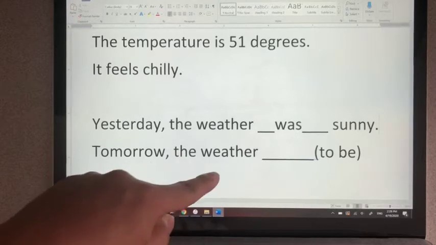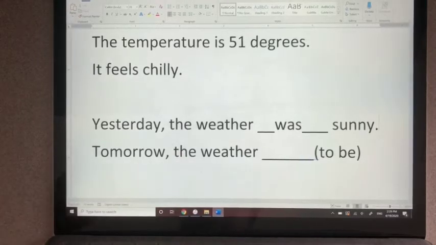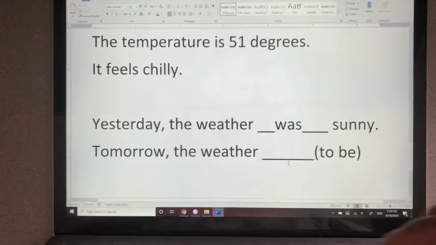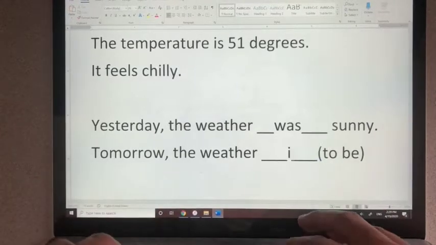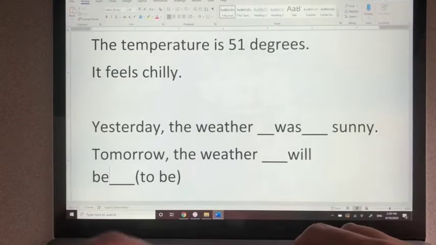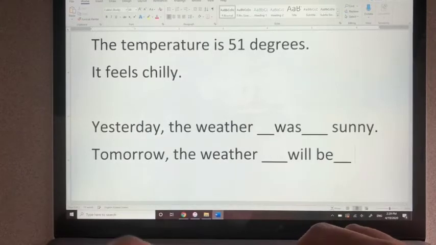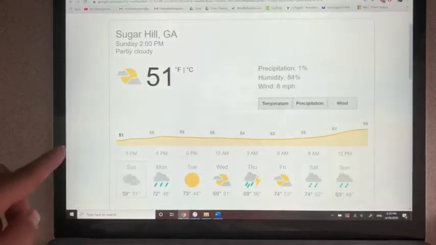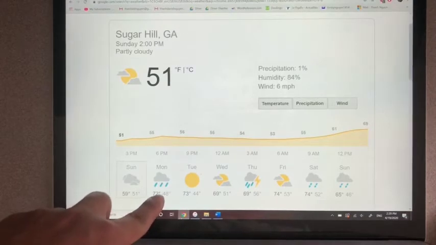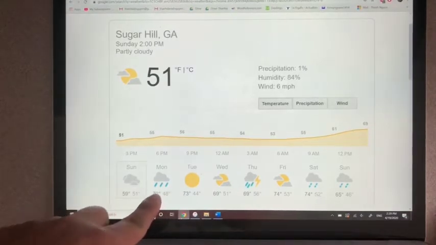All right, tomorrow. Tomorrow is in the future. So tomorrow, again, we don't say is, we say will be. Tomorrow, the weather will be. Tomorrow is Monday, so tomorrow the weather will be rainy.